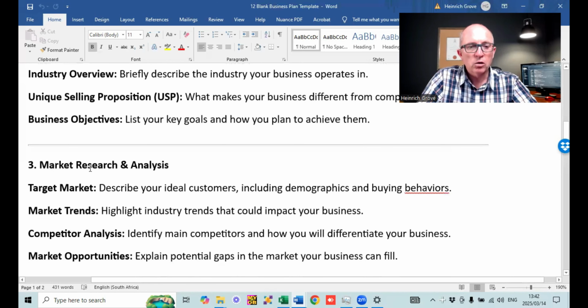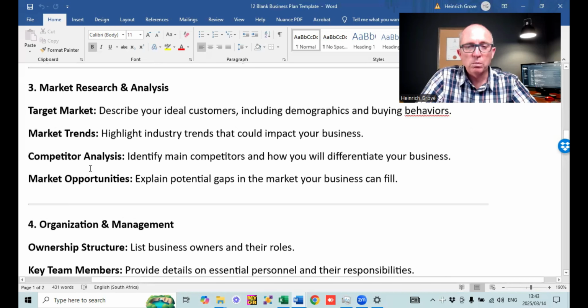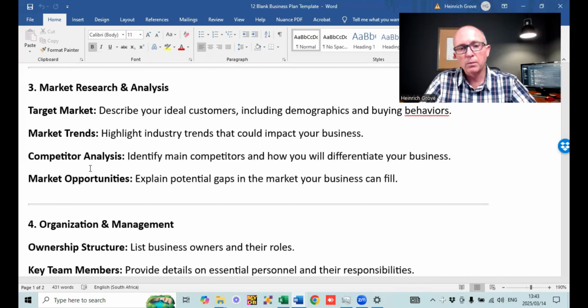And then here we go, market research and analysis, target market, describe who's your ideal customer, including the demographics and their buying behavior. So that's important to know, because otherwise you don't know who to target. Now, market trends, highlight industry trends that could impact your business. Competitor analysis, remember we did the whole worksheet where we looked at competitors, identify main competitors and how you will differentiate your business from theirs. Market opportunities, explain the potential gaps in the market that your business can fill.